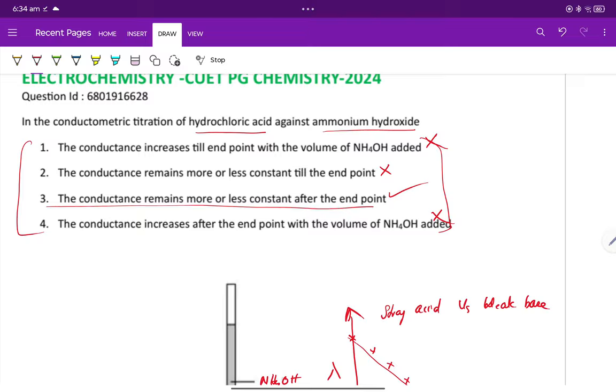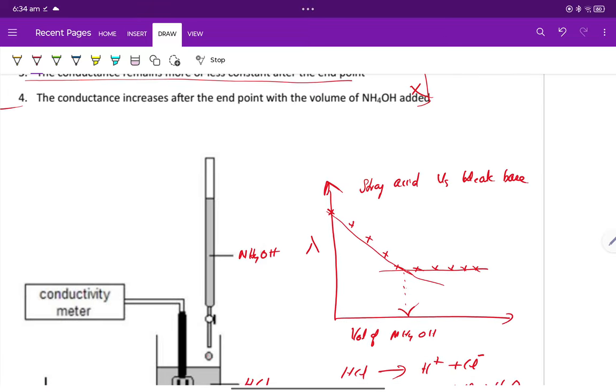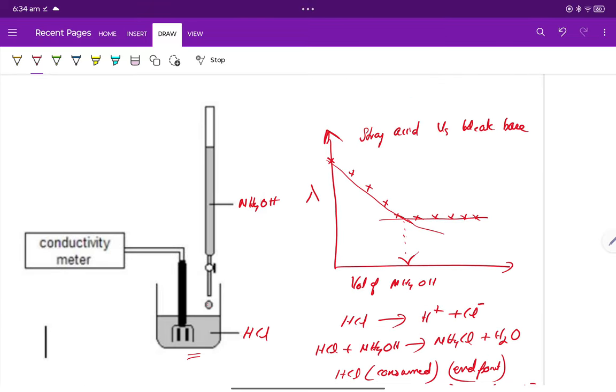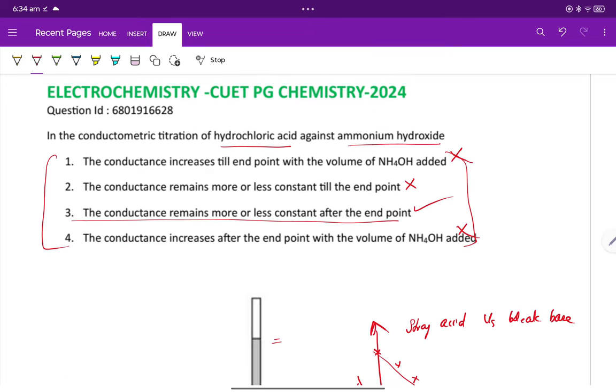So always in this type of conductometric titration, remember which one you are taking in the beaker and which is in your burette. In the beaker, you check whether it is a strong electrolyte or a weak electrolyte, start the graph accordingly, and you check with the equation which ions are getting consumed in the reaction, and after the end point which type of electrolyte is going to be more, whether it is strong or weak. With this information you can answer all types of these questions.